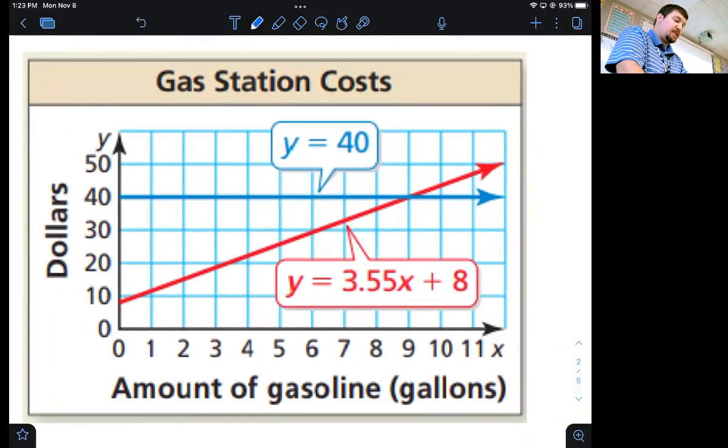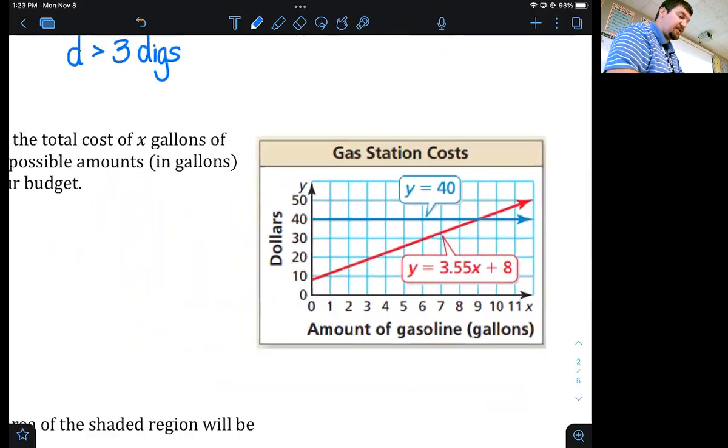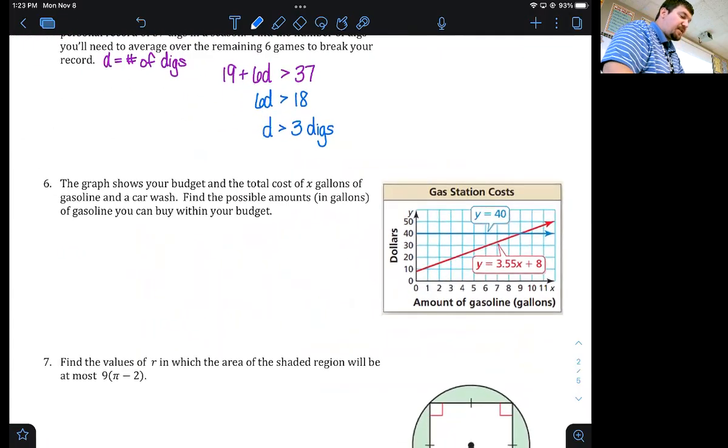On the x-axis, we have the amount of gasoline you're buying. On the y-axis, we have how much money that's going to cost you. That's what it said when it said your budget, how much money it's going to cost. Let's see what these lines represent. Find the possible amount in gallons of gasoline you can buy with your budget.